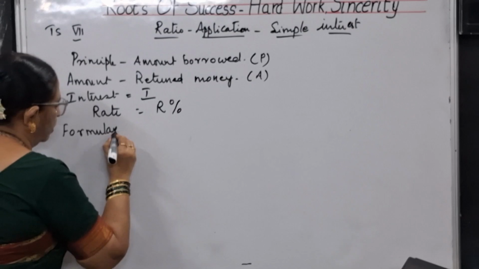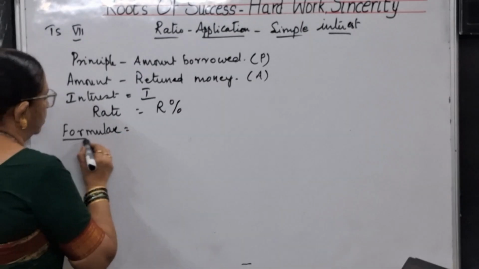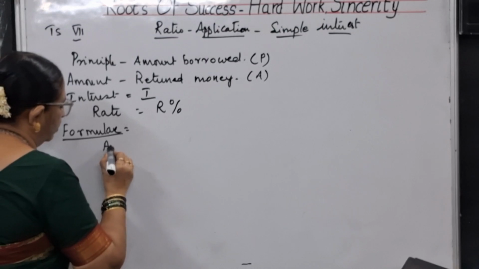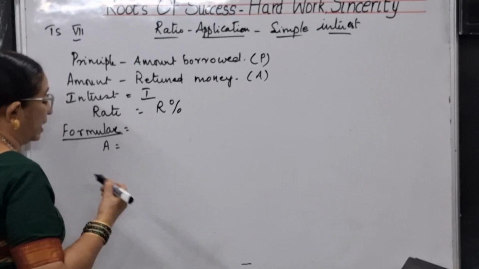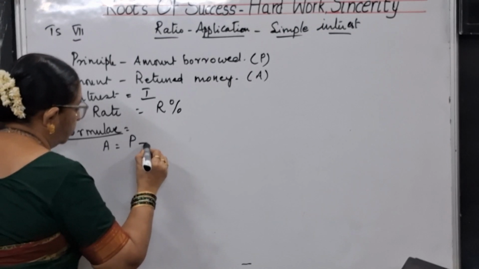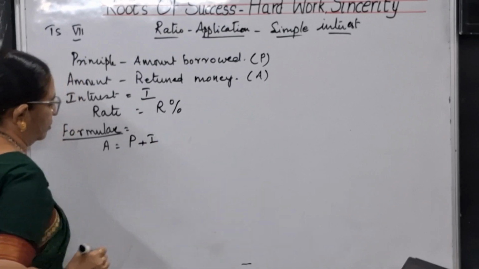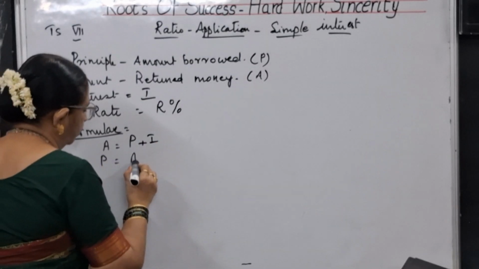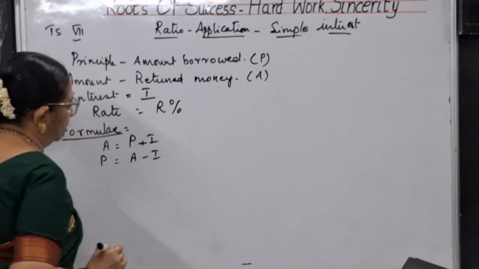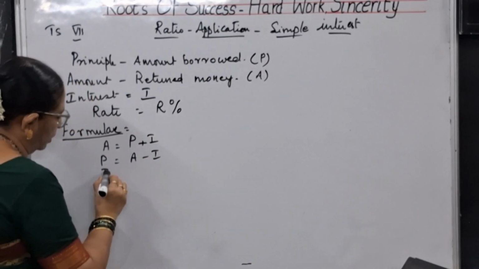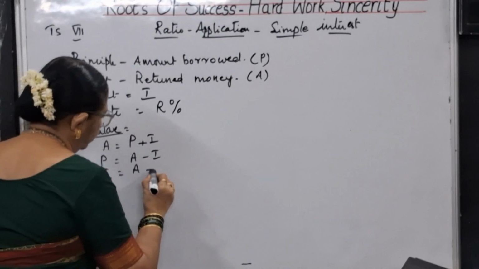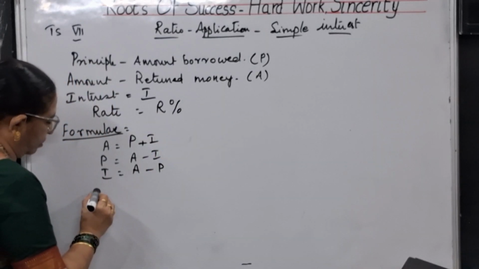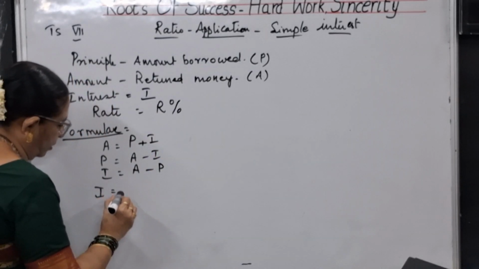The formulae are: first, let me talk about amount. Amount that you are returning is nothing but the principal plus interest. That means if you want principal, from amount you have to subtract interest, or if you want interest, from amount you are subtracting principal.